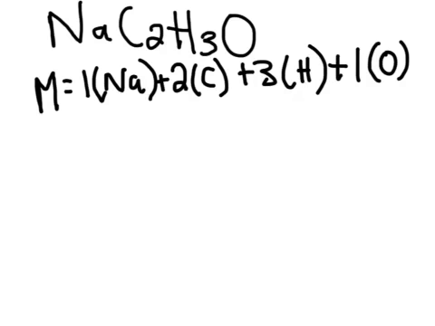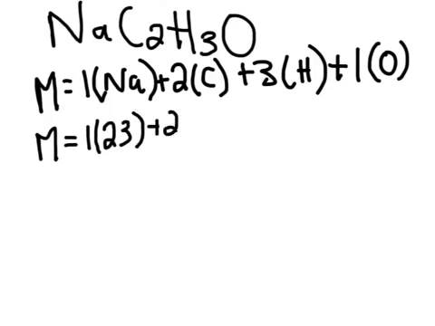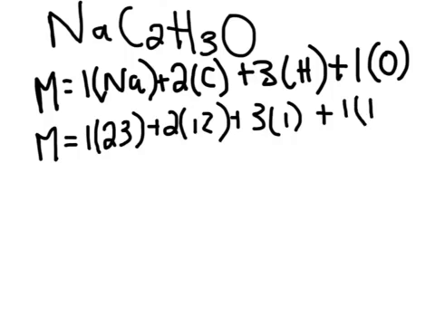Now to find each of these elements' molar mass, we're going to look at our periodic table. So when we look at our periodic table, we're going to find that sodium has a molar mass of 23, and carbon has a molar mass of 12, hydrogen has a molar mass of 1, and oxygen has a molar mass of 16.